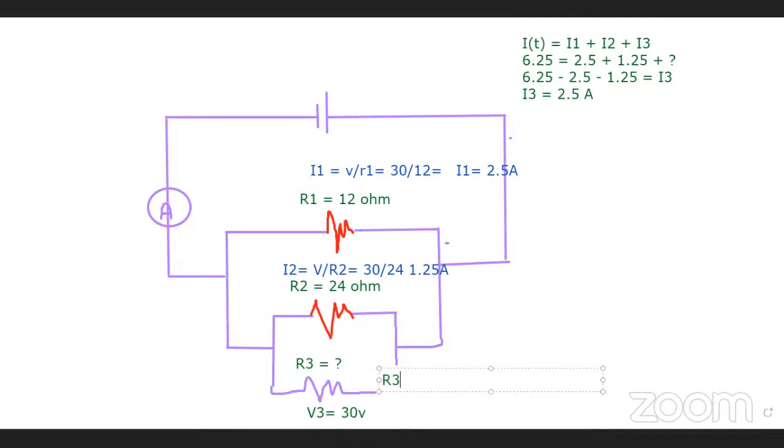Yes, R3 is equal to voltage over I3. Voltage is 30. The current is 2.5. Do the calculations. 30 divided by 2.5. 12.